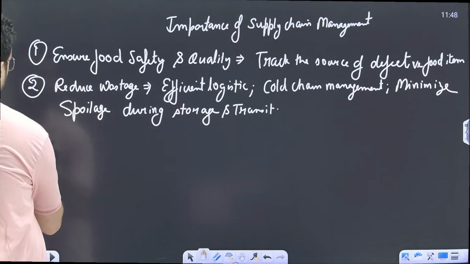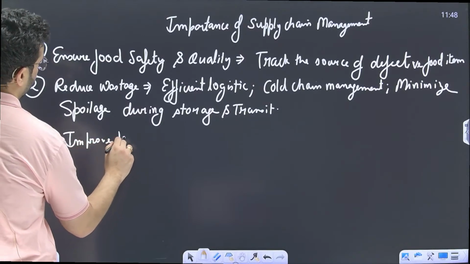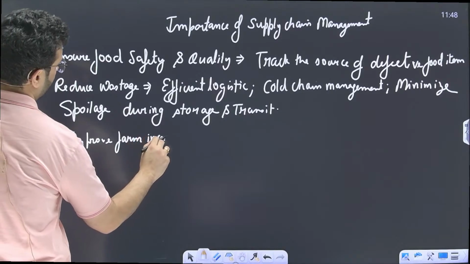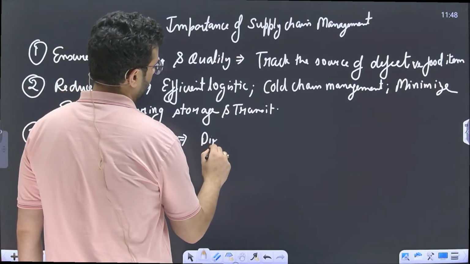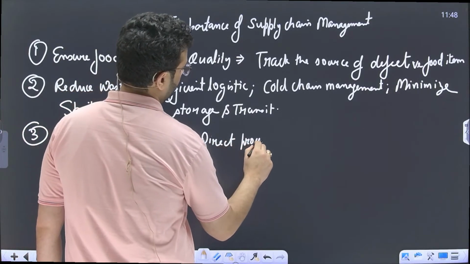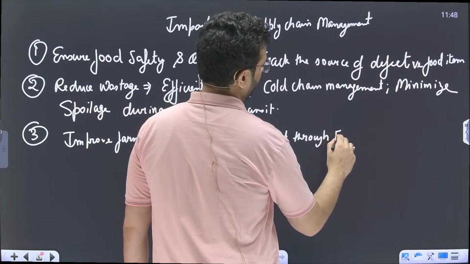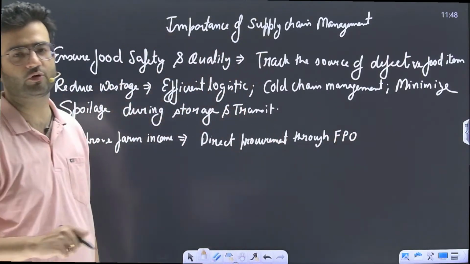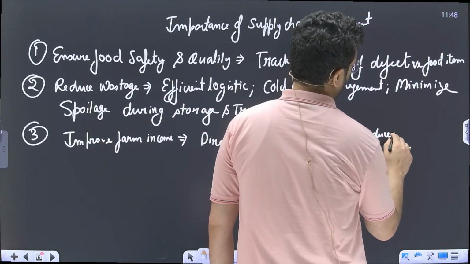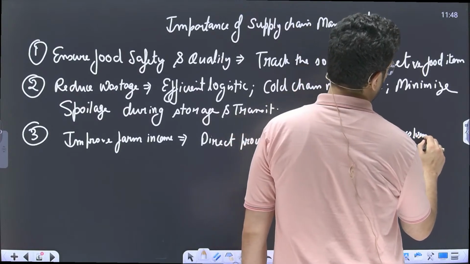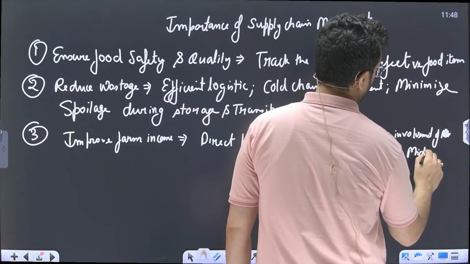Third, improve farm income. Direct procurement through FPO, farmer producer organization. Direct procurement through FPO reduces the involvement of middlemen.